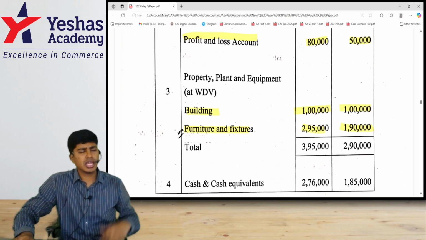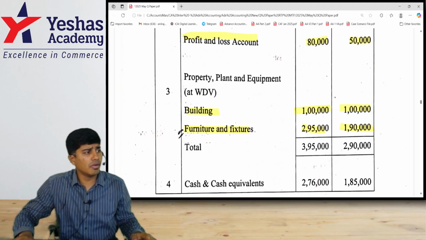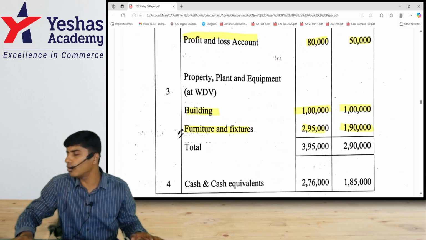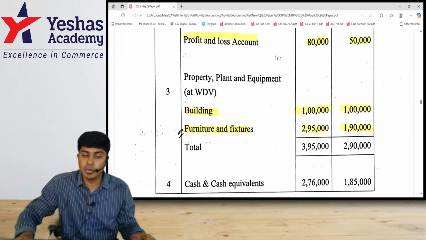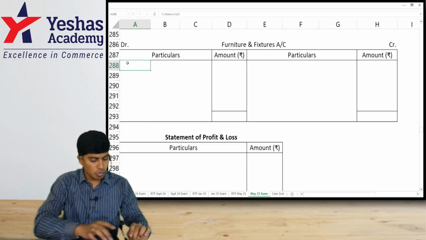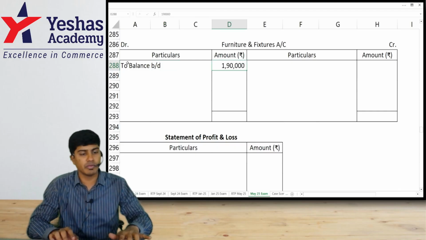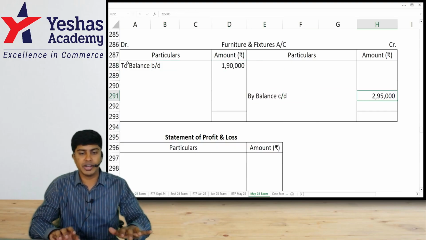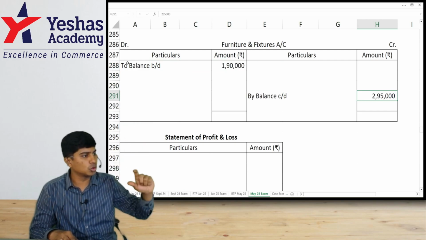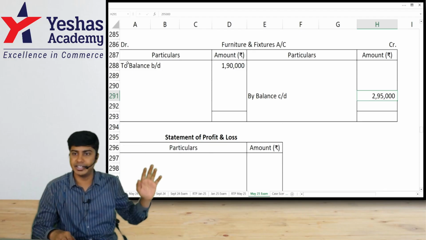Sir, is there sale? Can be. I don't know. How do we get to know? Later in the working note. Sir, are we going to read the working note right now? Definitely no. So what would I do? I'll open one working note for furniture and fixtures. Write opening balance, to balance brought down 1 lakh 90, by balance carried down 2 lakh 95 and wait. After I finish my complete balance sheet and notes to accounts, when I go to adjustments, I'll treat them.